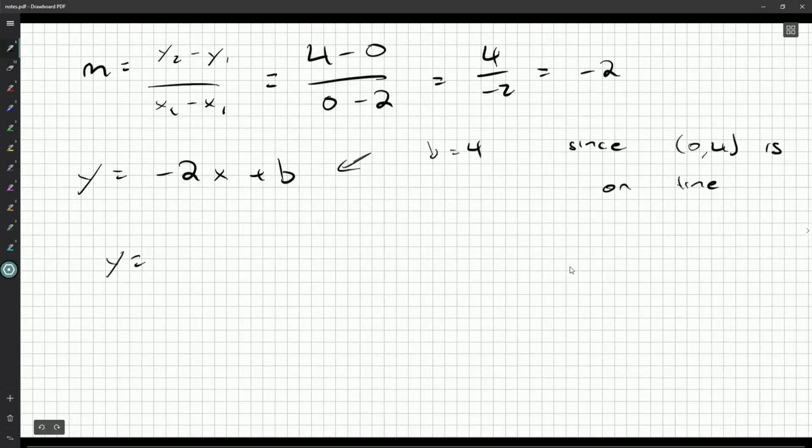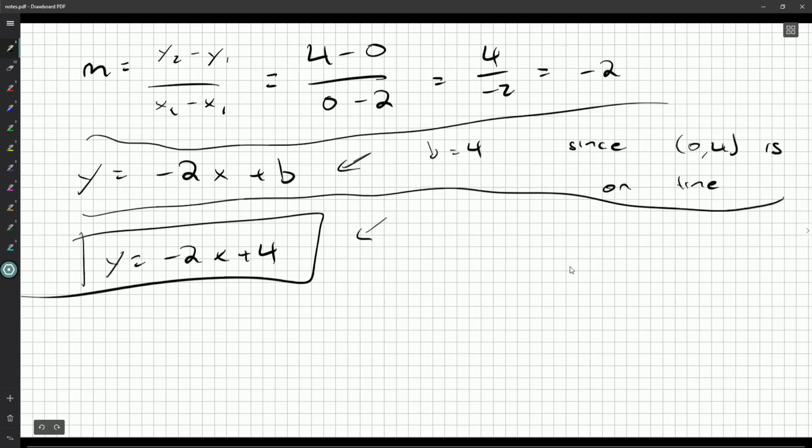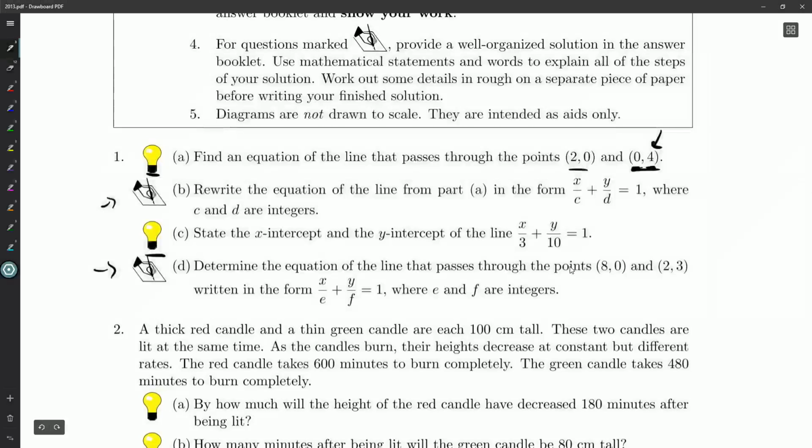So our equation is going to be minus 2x plus 4. If you want to, you can check that the other point (2, 0) is also on this line. It is. Now what I've put a box around is all we need to do. It is a light bulb question. We can get our 2 marks or our 3 marks just from writing that. But if you're ever worried, you can always write just a little bit of other stuff. That way, if you get the wrong final answer but you show your work, you might get a part mark or 2.